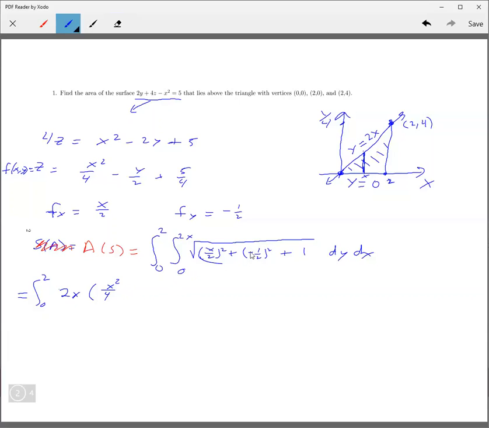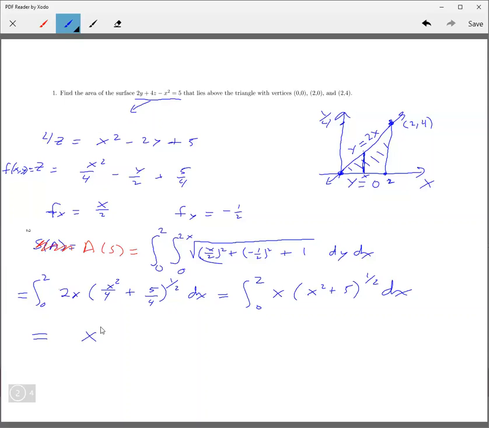Okay, x squared over 4 plus 1/4 plus 1, so that's going to be plus 5/4, all to the 1/2 dx. I can take the 2 in, and that'll knock all those 4s out. So you get there, and then now we take an antiderivative of this. Fortunately, the derivative of the inside part is 2x, and we have an x right there.